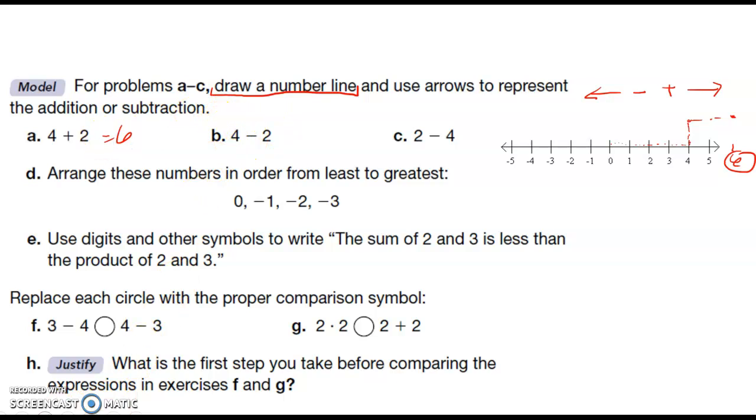Okay, I'm going to change colors and do the next one, which is 4 minus 2, so I always start at 0, I go to 4, so I'm here. Then I go 1, 2, and this is my answer. So that's going to be equal to 2, and then I have 2 minus 4, so let me change again. I always start at 0 again, and I'm going to 2, and I know subtraction is that way, so I go 1, 2, 3, 4, and my answer is negative 2.